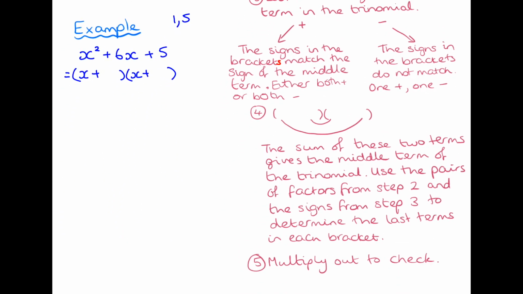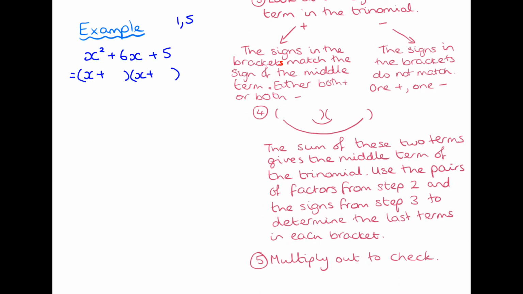We're on to number 4. The sum of these two terms. So I've done that just by drawing on there. It's this times this and this times this. So it's the outsides and the insides if we were using FOIL. The sum of these two terms gives the middle term of the trinomial. So this times this, add this times this, gives us 6x. These are going to be numbers.